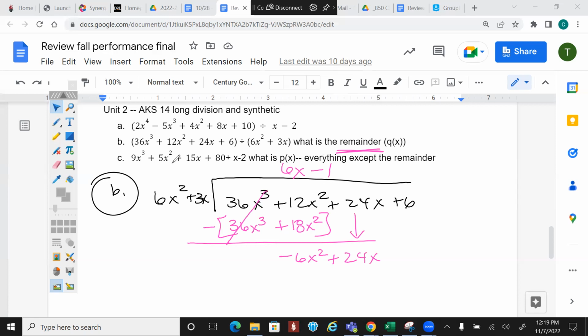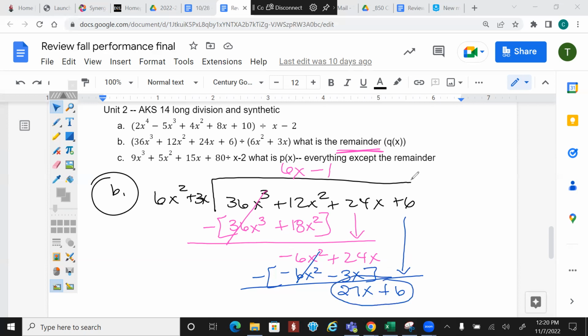Negative 1 times everything on the outside will give us negative 6x squared minus 3x. We're going to change our sign, draw our line. We're going to subtract. These will cancel. 24 minus negative 3 is going to give us 27x. And we're going to bring down the next term. Notice how we can't repeat this process. So this is part of our remainder. So our remainder is 27x plus 6.